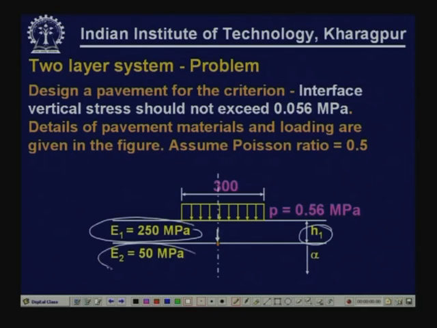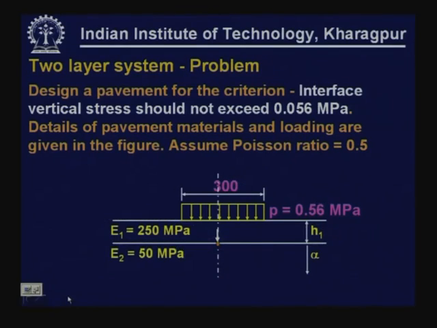E2 is also known, that is 50 MPa, and this is the vertical stress that at this location we are going to be concerned about. Radius of load contact area is given, contact pressure is given, all the inputs are available. We only have to find out what is the thickness that we have to place here. It is also given that Poisson ratio can be assumed to be 0.5 to simplify the calculations.